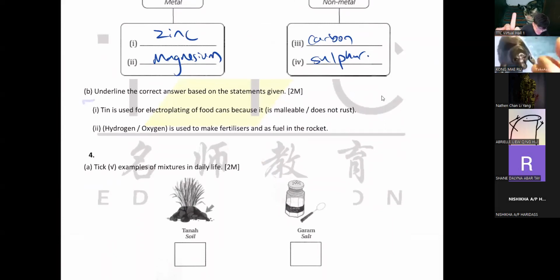Okay, so B, underline the correct answer based on the statements given. Tin is used for electroplating food cans. You know it's tin, right? I mean, we don't use this anymore, lah.